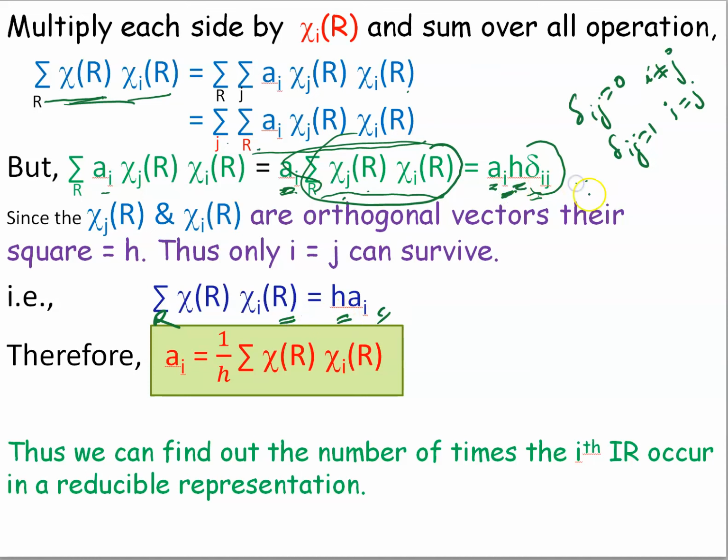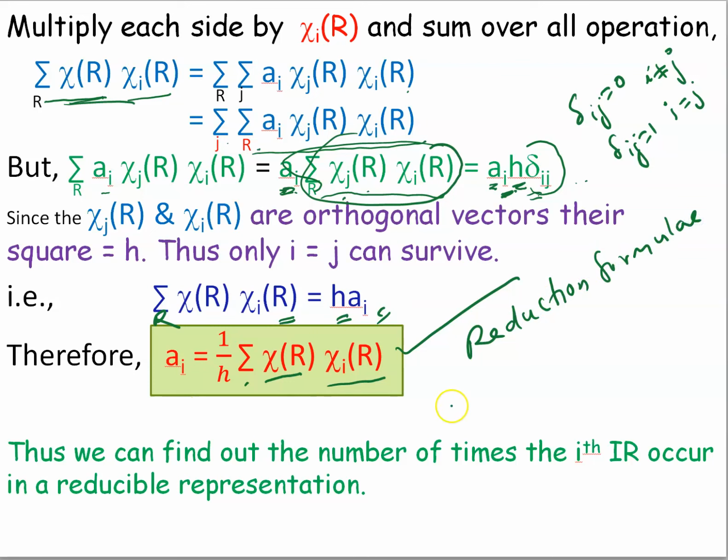Delta ij is equal to 1 when i is equal to j. That is the only surviving combination. Therefore we can write Ai is equal to 1 by h into sigma chi r chi ir. This is a very important equation that is called the reduction formula.